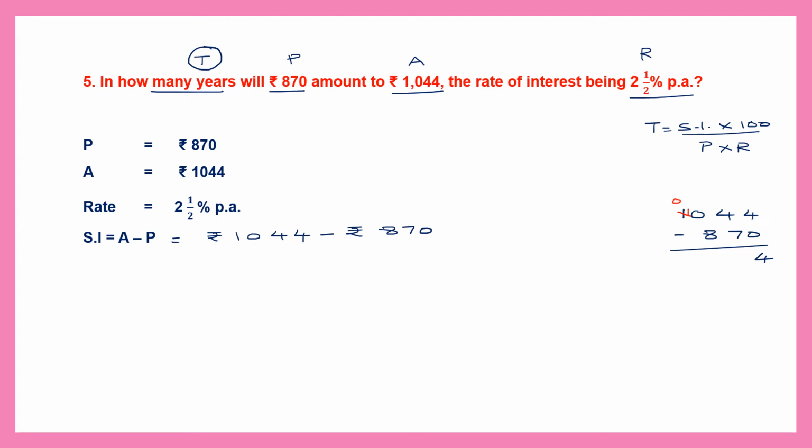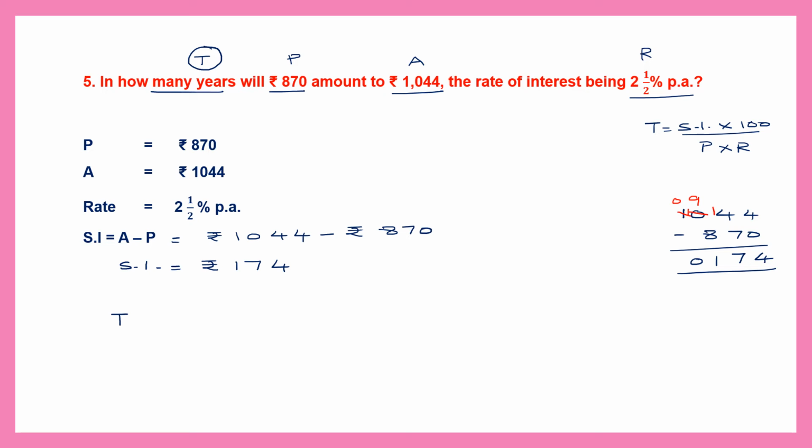So this is 0, this becomes 10. Now that's become 9 and 14. 14 minus 7 is 7. 9 minus 8 is 1. 0, that's 174. So simple interest we have found to be rupees 174.